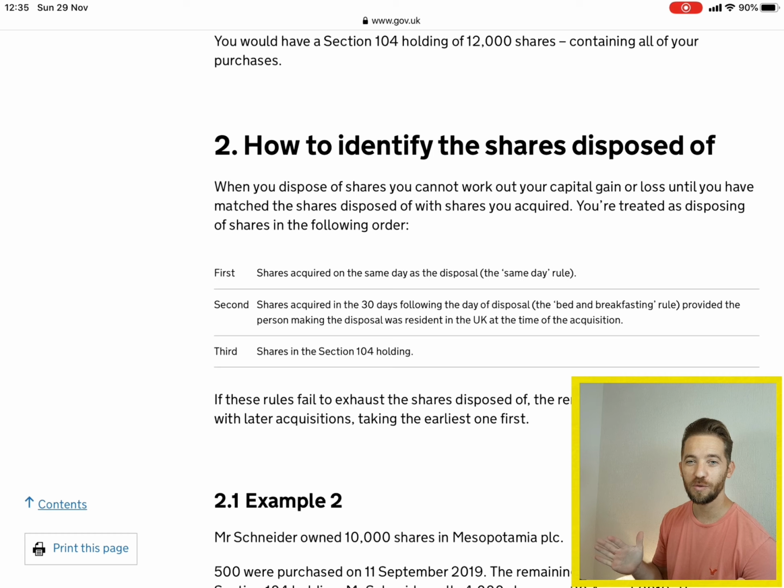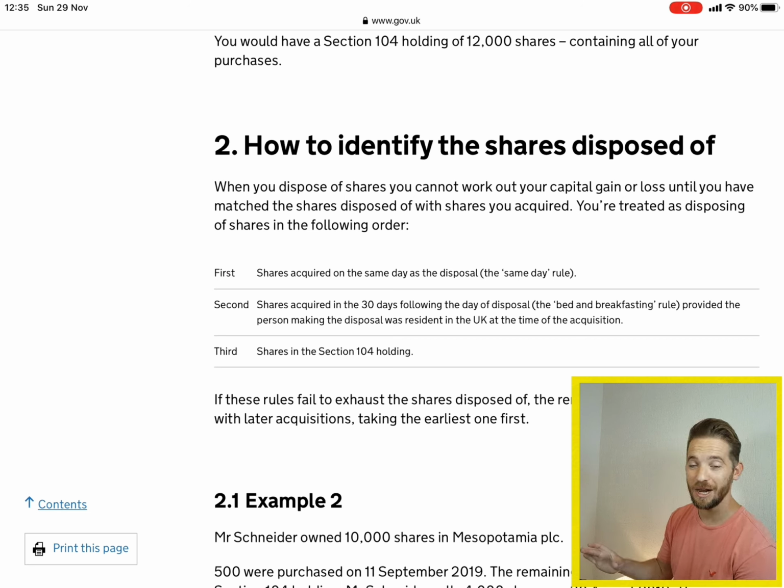So first of all, the easiest thing to do is wait for 30 days. On the 31st day, you can just go and buy your shares back and you'll be outside of these bed and breakfasting rules. By letter of the law, that's absolutely fine to do. If I sell Tesla today, in 31 days I can buy back my Tesla shares and I'm outside the scope of these rules.